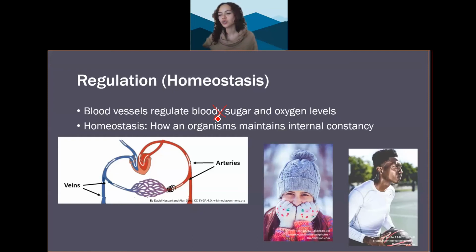Homeostasis refers to how an organism tries to maintain some sort of internal constancy. For example, when the human body temperature drops too low, your body will start to shiver to try and increase the temperature by contracting your muscles. On the other hand, if your temperature is too high, it's too hot, then your body will sweat to try and cool your body down.